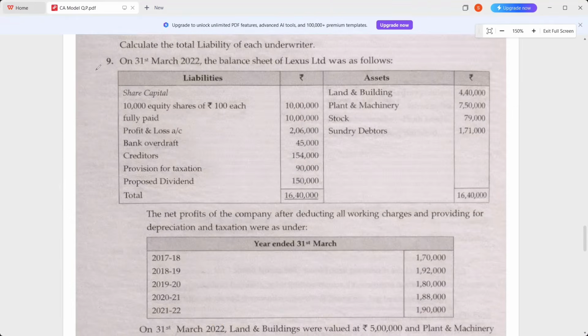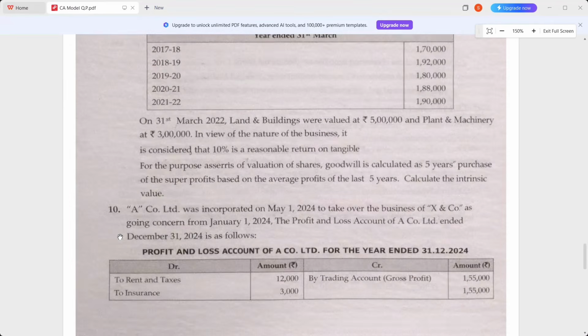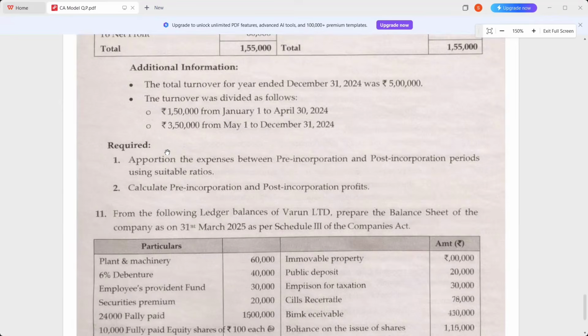The next question you can expect from your third unit, that is valuation of shares. So calculating the intrinsic value per share based on the net asset method, with the calculation of goodwill also. Or else you can also expect questions for calculating the value per share under the net asset method, yield method and fair value method. The next question you can expect from your fourth unit, where you have to apportion the expenses between pre-incorporation and post-incorporation period using suitable ratios, and also calculate pre-incorporation and post-incorporation profit.